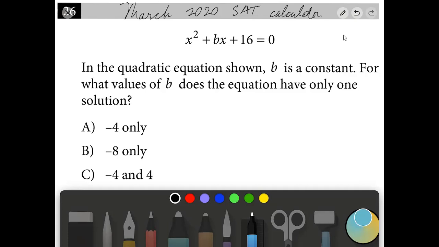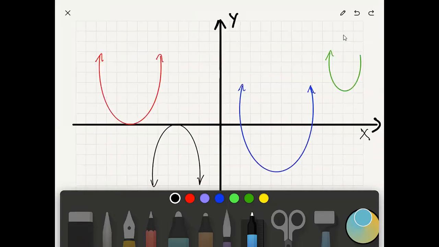It says the quadratic x squared plus bx plus 16 equals 0. In the quadratic equation shown above, b is a constant. For what values of b does the equation have only one solution? Okay, so now before I show you how to use your calculator, I'm going to do a quick review on what it means to have only one solution for a quadratic.